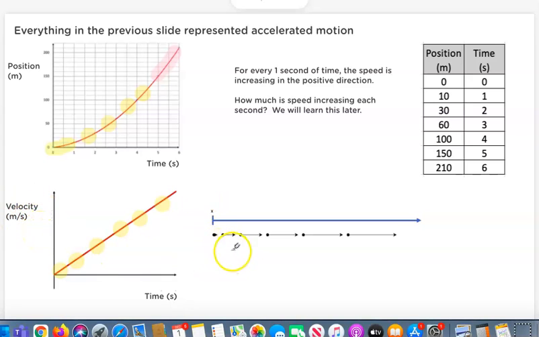We see with our motion map that the vector is getting bigger and bigger, showing that it's getting faster and faster, and we also see that represented with our data table.